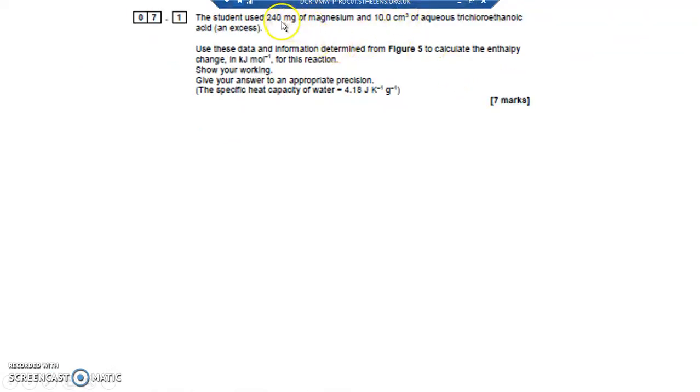The student used 240 milligrams of magnesium and 10 centimeters cubed of trichloroethanoic acid. Use this information to calculate the enthalpy change. Now, I've been given a specific heat capacity. The only reason that I've been given a specific heat capacity is to use Q equals minus MC delta T. Q is the heat change, the enthalpy change, sometimes known as delta H.